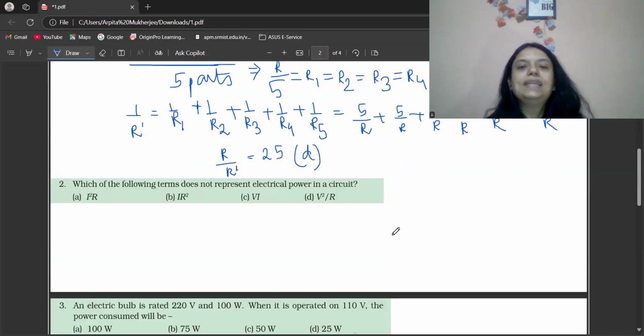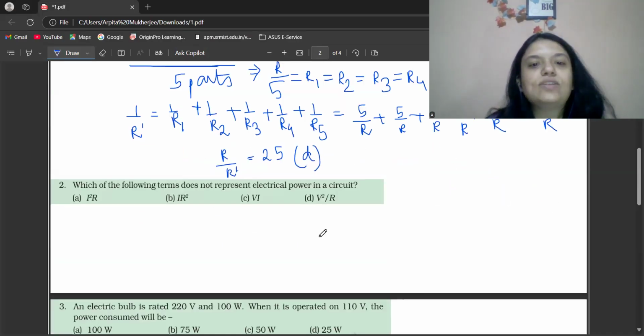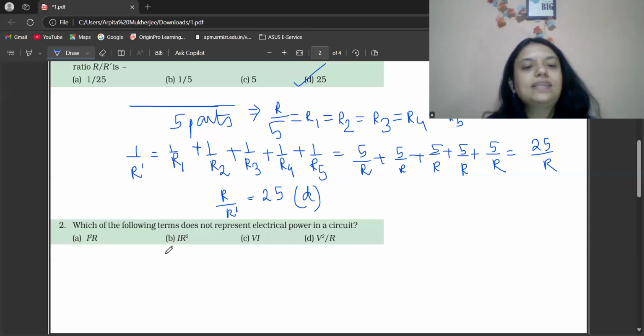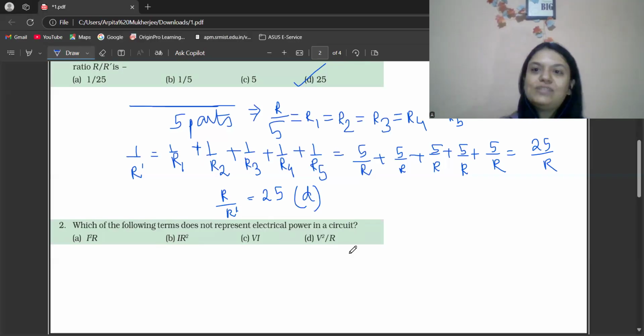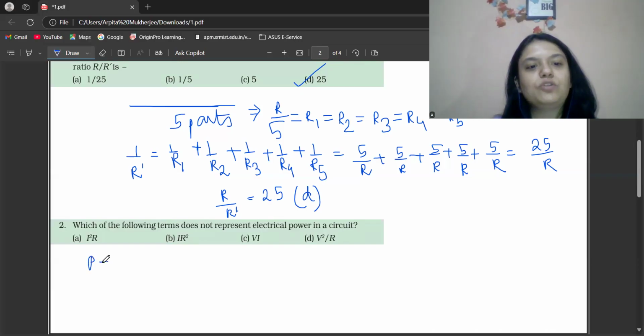Okay? Let's go to the next question. In the next question, they're asking which of the following terms does not represent electric power in a circuit? Let's recall what electric power is. Electric power P is the product of potential difference and current. So P is equal to VI. We have studied this. Let me write it: P is equal to VI.